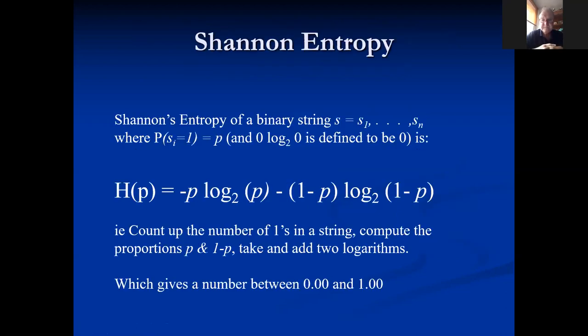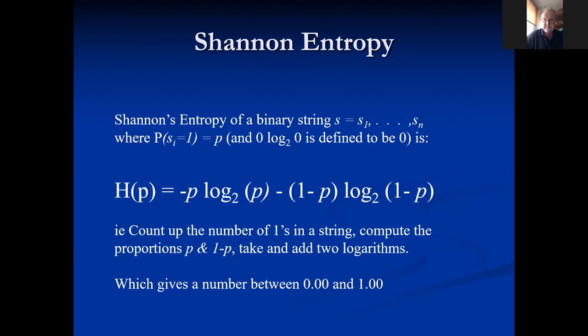Okay, thanks, Mark. And so bioentropy is based upon Shannon entropy. And Shannon's entropy H(P) is based on P, where P is the proportion of ones in the string, and 1 minus P is obviously the proportion of zeros in the string. So to compute Shannon entropy, we count up the number of ones in a string, compute a couple of proportions, and take two logarithms and add them together. Very, very simple. And it gives us a number between 0 and 1, or is it 0 and 0.5? I might have made a little mistake there.